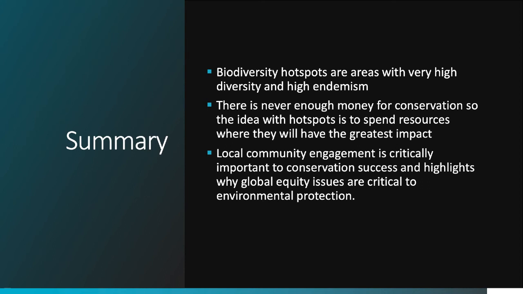To summarize, biodiversity hotspots are areas with very high diversity and high endemism. These hotspots are located around the world and are home to over 2 billion people. When it comes to conservation, there's never going to be enough money, and so the idea with hotspots is to spend limited resources in the places that will have the greatest impact. And lastly, conservation is likely to fail if local communities are not engaged. The fact that so much biodiversity exists in areas where there's also a high degree of poverty also highlights why global equity and environmental protection are important to consider at the same time.